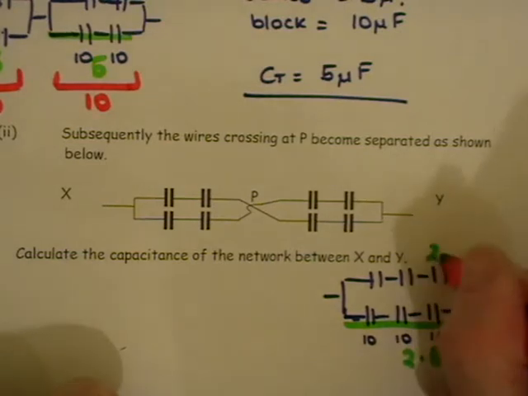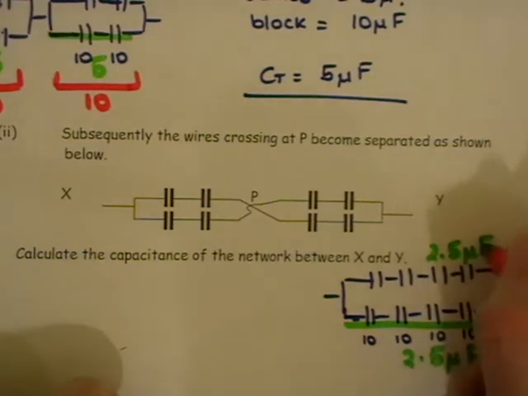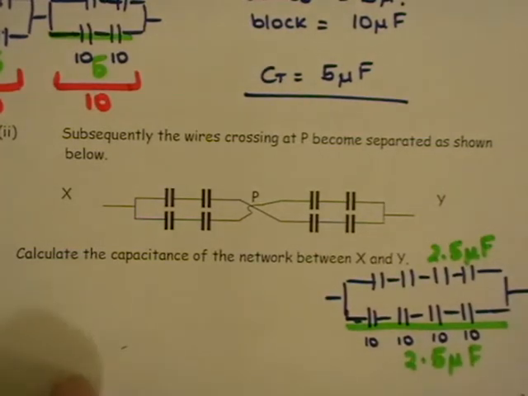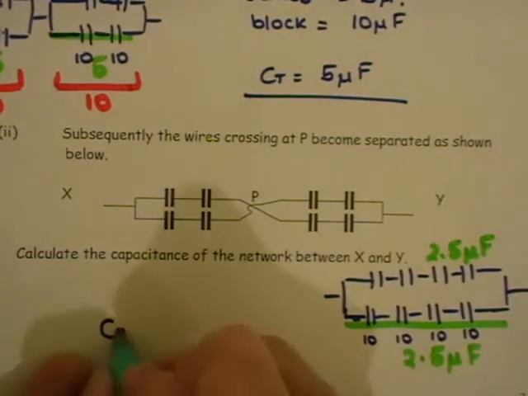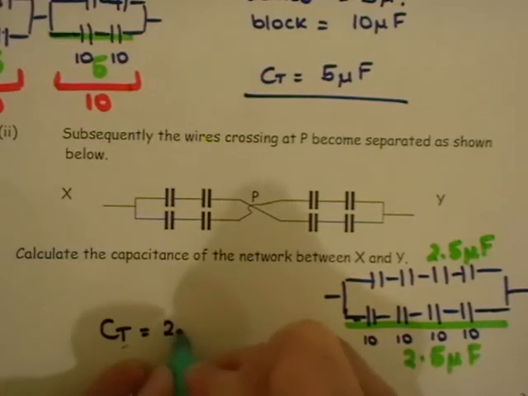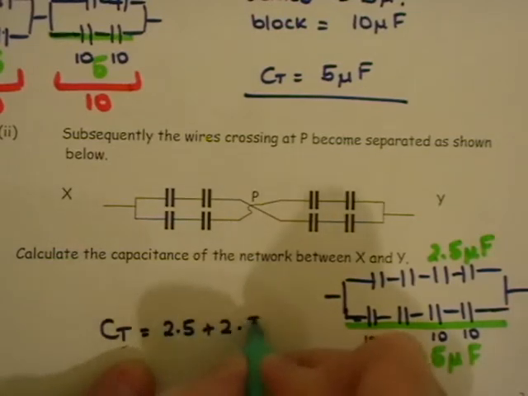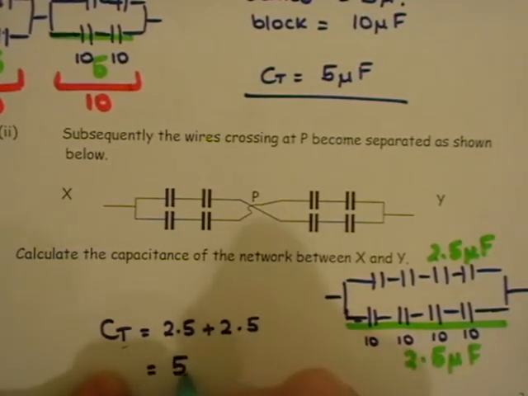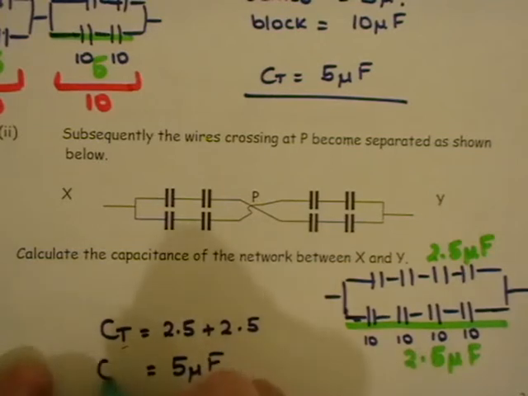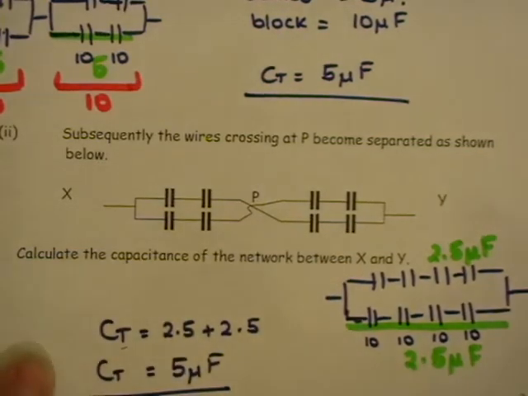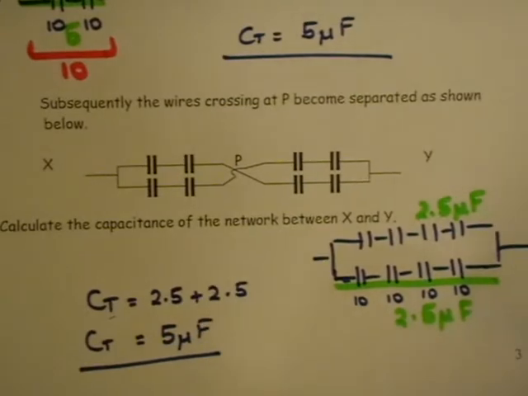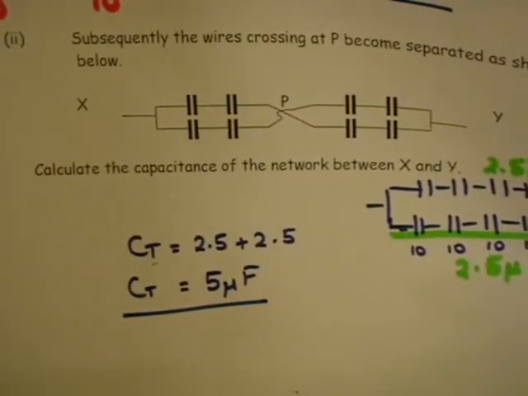But again, you have the same situation where you've got two lines in parallel with each other, and to get the total capacitance, you just add the two lines. So it's 2.5 plus 2.5, and the answer comes out again as 5 microfarads, the same as the circuit above. So it doesn't matter whether they make electrical contact or not, the total capacitance in each case is 5 microfarads.